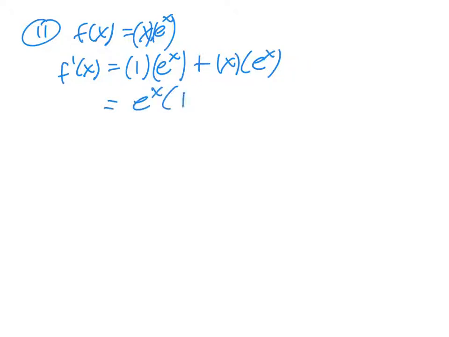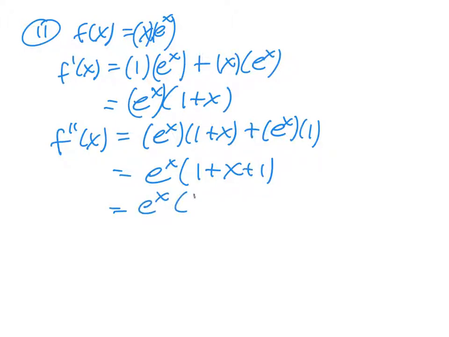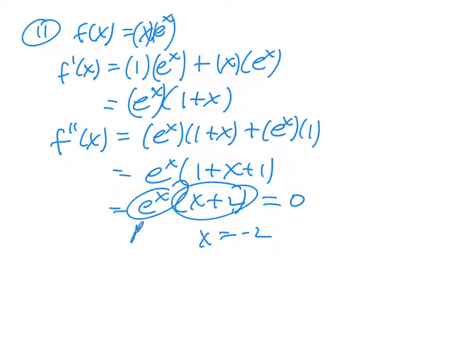Factor out e to the x, you get 1 plus x. And then again, I see a product. You must use the product rule. Derivative of the first, leave the second one alone. Plus, leave the first one alone, the derivative of the second. Factor out e to the x, and you get e to the x times x plus 2. So when is this equal to 0? Obviously when this is 0, so x equals negative 2. And again, remember, e to the x is always positive. Fini!